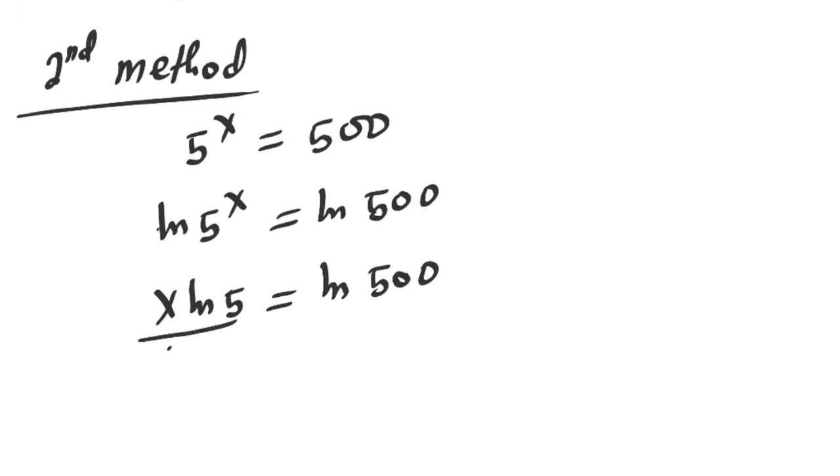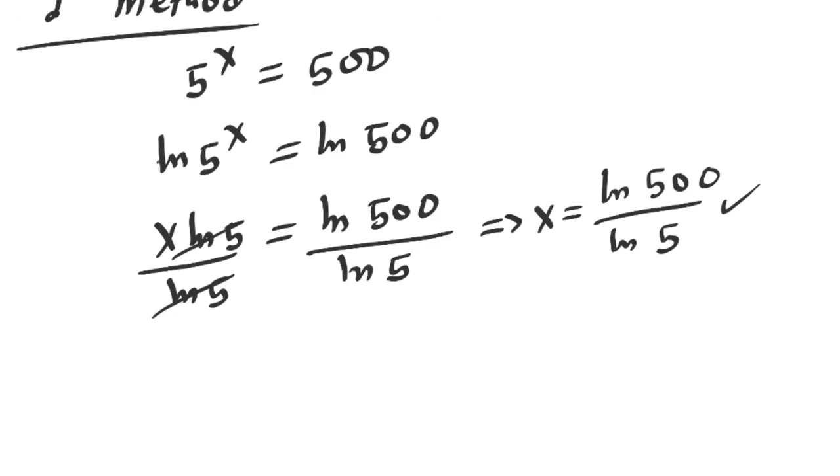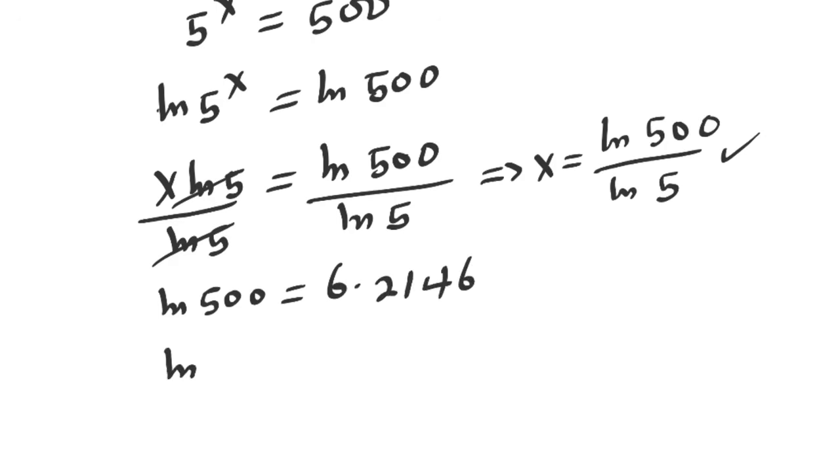Let's divide both sides by ln of 5. This is divided by ln of 5. This ln of 5 cancels this ln of 5. This is same thing as x is equal to ln of 500 over ln of 5. From here, you may use your calculator directly. Now, ln of 500 is equal to 6.2146. Then ln of 5 is equal to 1.6094.